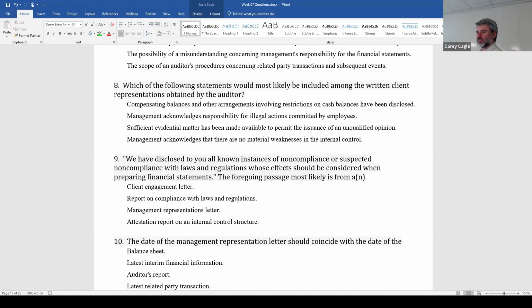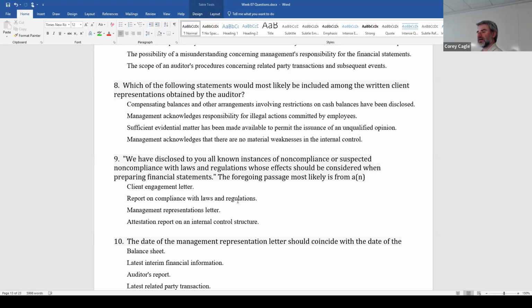But B says management acknowledges and signs off on their responsibility for illegal actions committed by employees. They have some responsibility regarding that type of thing, but they're not responsible for those specific illegal actions. We've seen that as a wrong answer on a bunch of different questions this semester. C says they're going to sign off on the fact that sufficient evidential matter has been made available to permit the issuance of an unqualified opinion.